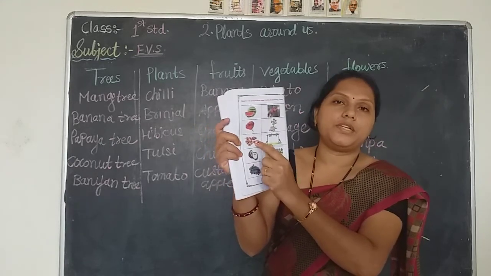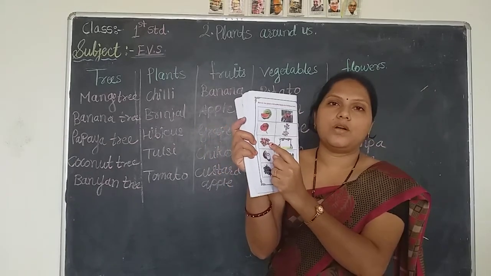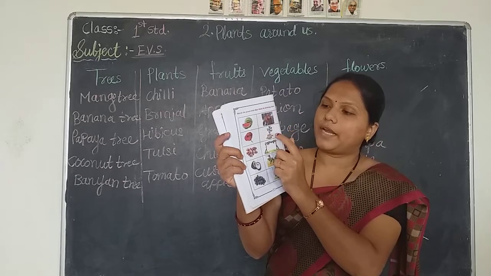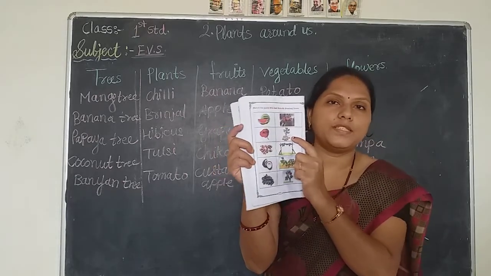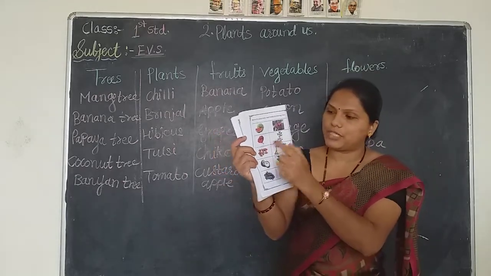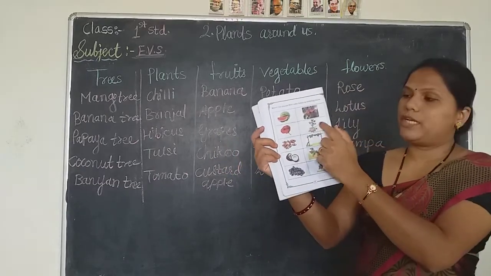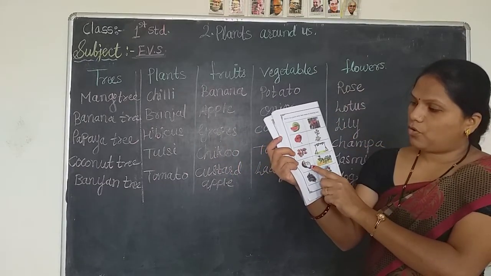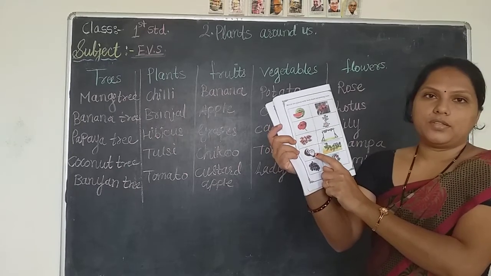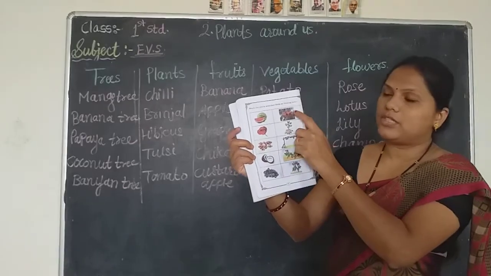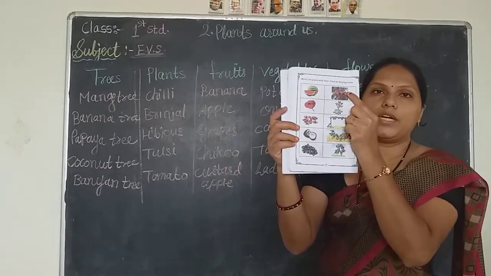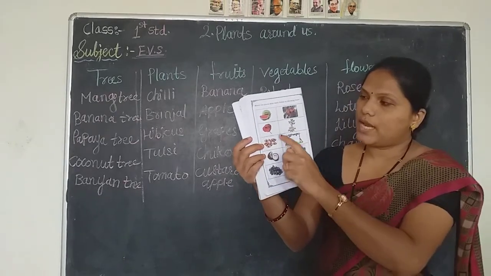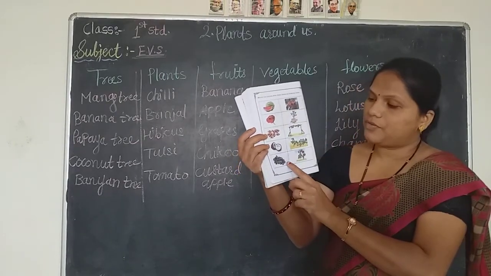Next one, groundnut. These are groundnuts. On this side, the second one is the groundnut plant. So match it with here. Next one, the fourth one is coconut. These are the coconuts. You have to match it here. First one, there is a coconut tree. Coconuts and coconut tree.